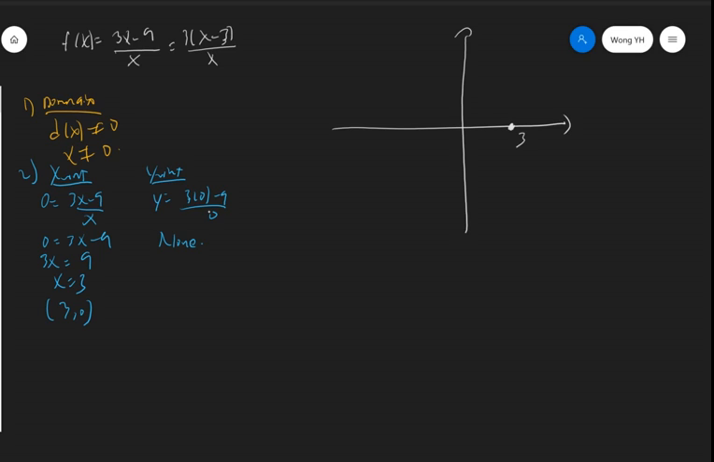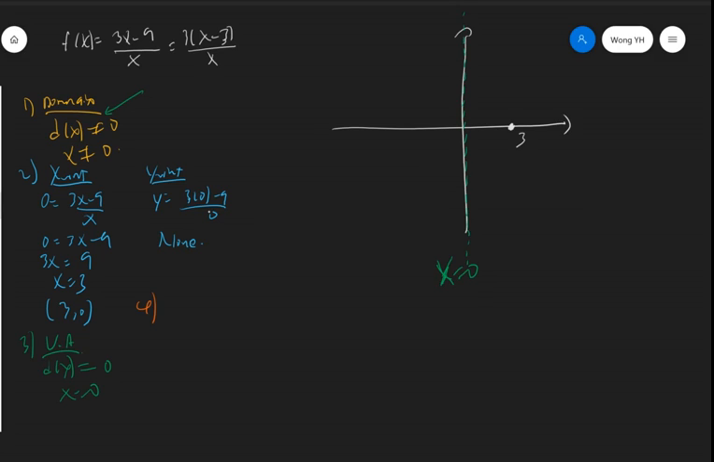Alright. And next, we will find the vertical asymptotes. Vertical asymptotes is similar to how you find the domain, but this time you set the denominator equal to 0, so x equal to 0. So plot in the graph there, x equal to 0. It's actually on the y-axis. That will be your vertical asymptote.